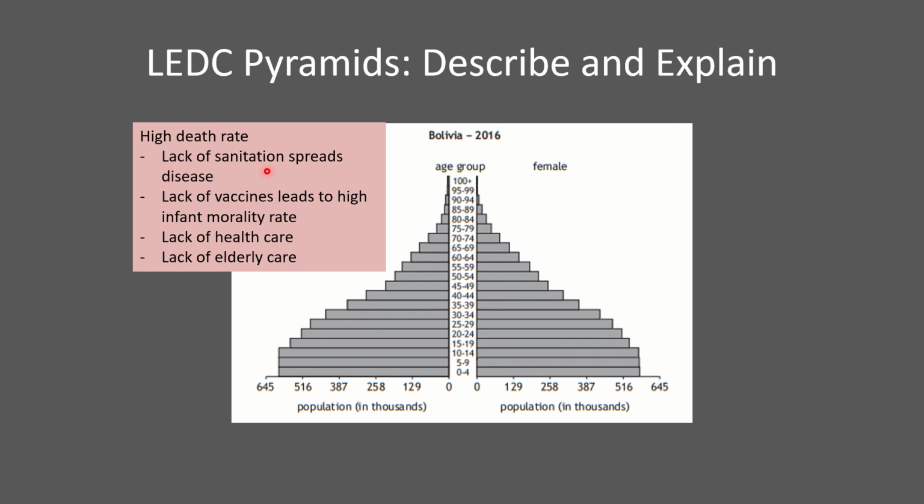But make sure that you point out that that lack of sanitation, that means lack of drains and clean drinking water. What's the impact of that? Well, it spreads disease. There's your mark. There's a lack of vaccines. Don't stop there. Don't just say that. What's the impact of that? It leads to a high infant mortality rate, a high number of children dying. There's a lack of health care and a lack of elderly care too.